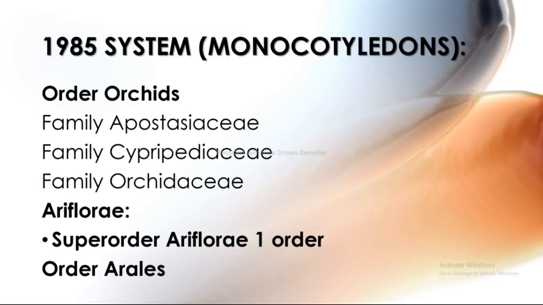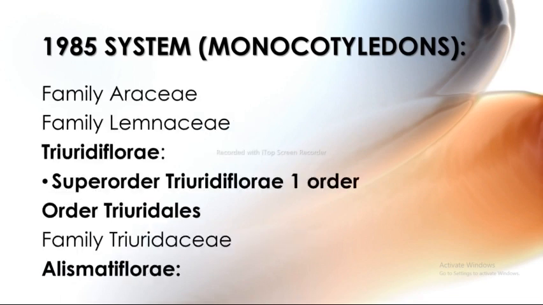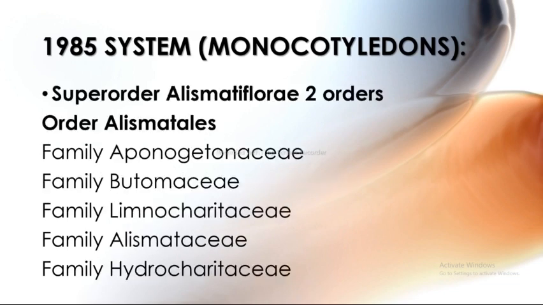So the superorder Ariflorae includes only one order, and this order is the Areales, which includes the family Araceae and the family Limnaceae. And the next is the superorder Triuridiflorae, which includes only one order, and the order is the Triuridales, which includes family Triuridaceae. Next is the superorder Alismatiflorae, and the superorder Alismatiflorae includes two orders, and the order is the Alismatiales, which includes the family Aponogytonaceae, Butomaceae, Limnocharytaceae, Alismataceae, and Hydrocharytaceae.